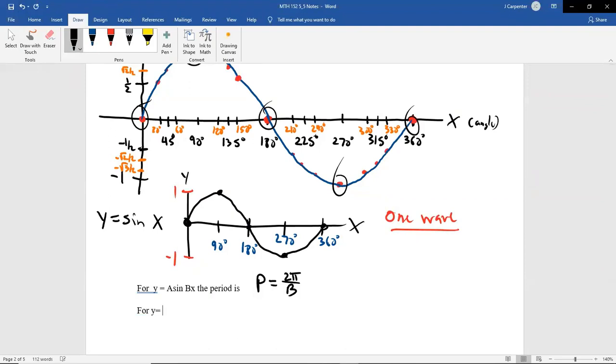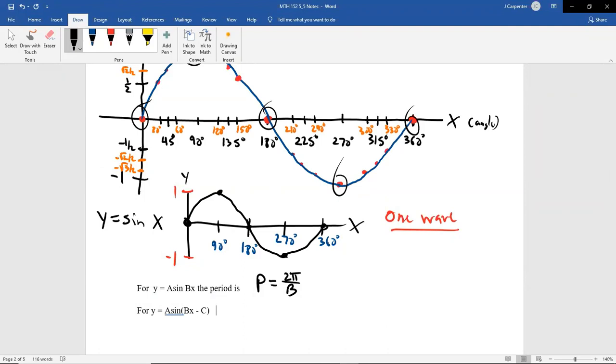For y equals A times the sine of parentheses, capital Bx minus C. Please notice that's a minus. That is very important. So for this, the period is still 2 pi. But we have now introduced a new element. That minus C is what's going to be a phase shift or just a shift.